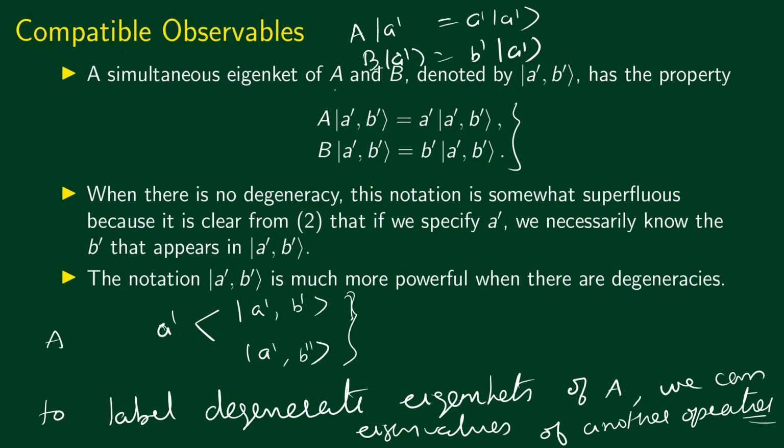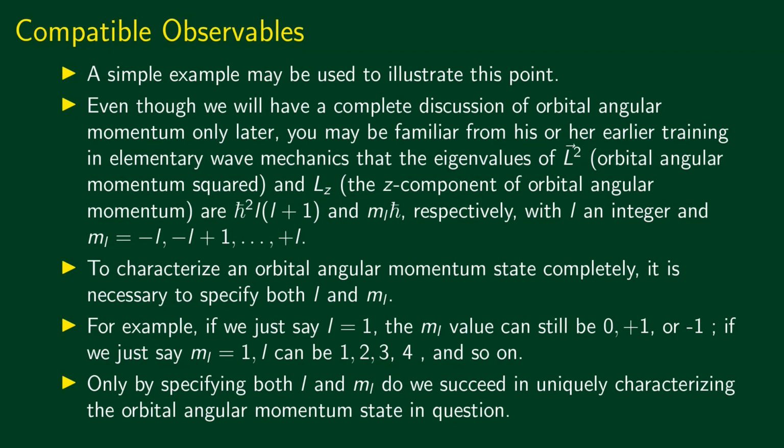We can use a simple example to illustrate this point. This is something that we have not discussed in this course, but maybe you are familiar with it from your course on elementary wave mechanics. In your undergraduate classes, you might have heard of orbital angular momentum. If you don't understand this, it's perfectly all right. We'll be discussing these things under orbital angular momentum algebra. But if you're familiar with them, it's well and good.